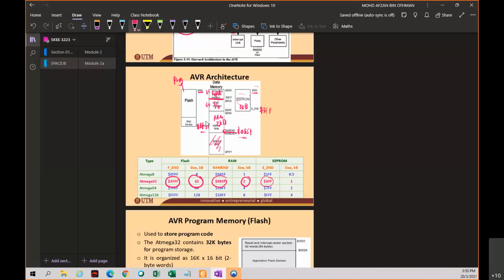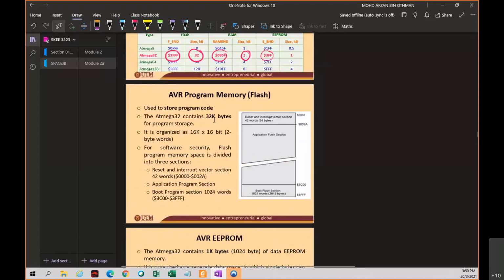Okay, so later we will see more details. Now we're going to see the program memory first, and after that we're going to see the data memory, and lastly the EEPROM. So program memory, your flash memory. Fungsinya store program code. All the code instructions that you're going to write will be stored inside here.